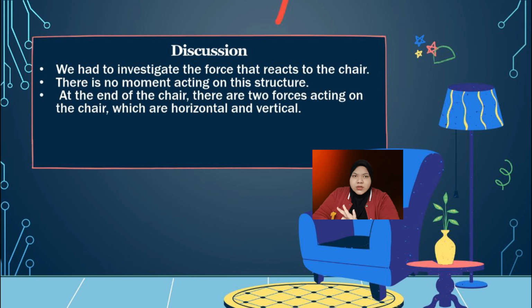Next, I'm going to talk about the discussion part. We got 3 discussions from the assignment. First, we had to investigate the force that reacts to the chair. Second, there is no moment acting on this structure. And lastly, at the end of the chair, 2 forces are acting on the chair, which are horizontal and vertical.